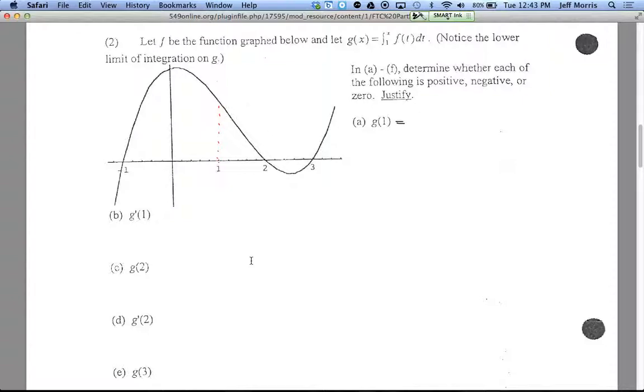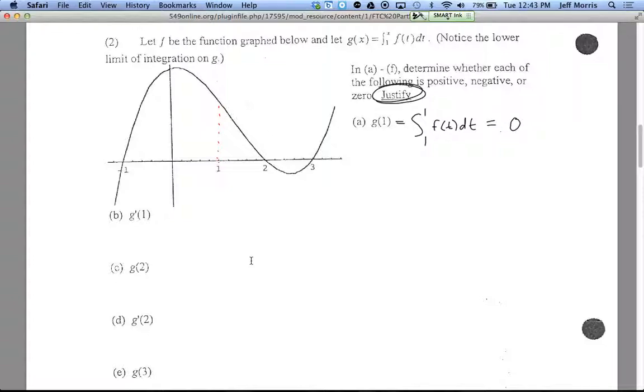G of 1, for example. G of 1 would be the area from what? 1 to 1 of f of t dt. So what's that one going to be? 0. And by the way, it says justify. Some of you are going to be like, how do you justify this? You just did. You wrote out how you're doing it. How you're doing it is the justification. An answer doesn't justify. An answer is an answer. Justification is how you got the answer. What would the answer be here? 0.